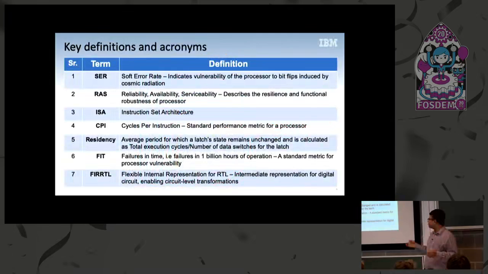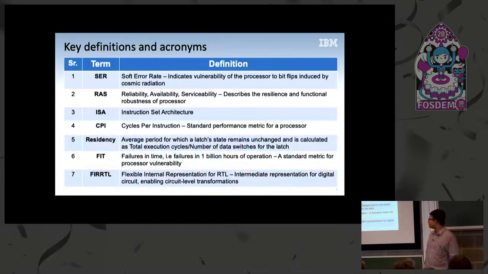And just an overview of some of the terms, like FIRRTL, which Skylar has already gone through. I would like to focus on just a couple of metrics here. One is RAS, which is the way processors are usually qualified in terms of resilience and reliability. And the other one is residency, which is the amount of time in which a latch's state remains unchanged. So this is a key metric which we'll be considering for our reliability evaluation.